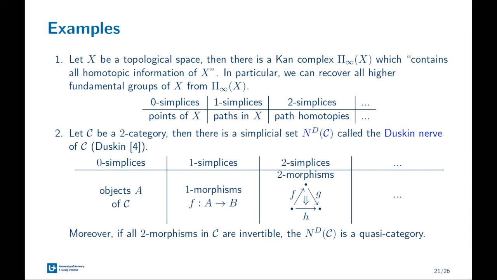Now, in general, this is just a simplicial set, but if we require all of the 2-morphisms in C to be invertible, then this Duskin nerve will be a quasi-category. So we again find this behavior of an infinity-one category where we require all of the 2-morphisms to be invertible. So only if I require this from a 2-category, the result will be a quasi-category.